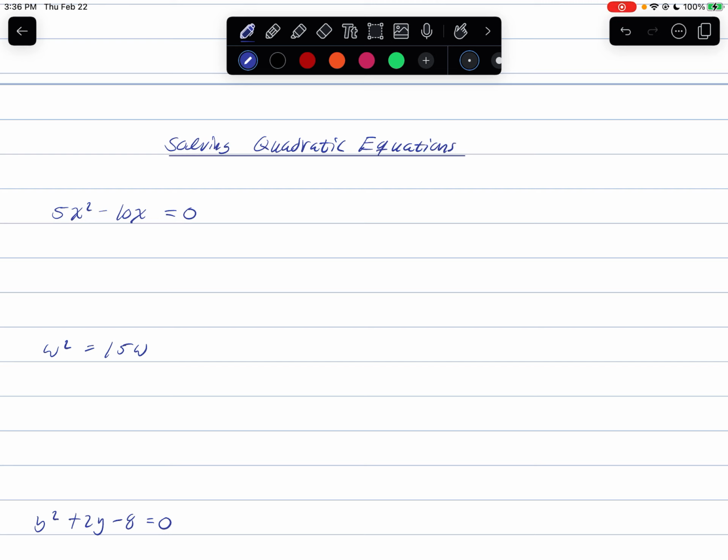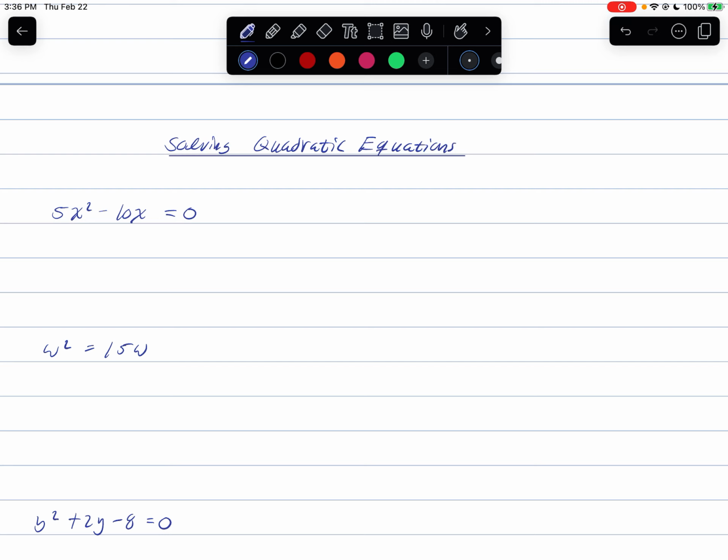So the first thing you should usually do whenever you're given something like this is, if it's not set equal to 0, you want to set it equal to 0. That's always your first rule of thumb. You need to make sure that your equation is set equal to 0. Otherwise, you're going to have a really hard time solving it. Okay, and then the next thing you want to do is try and factor the equation as much as you possibly can.